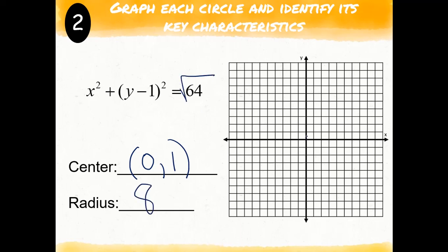So I'm going to graph the dot, (0, 1). Oop, careful, Marsh. Graph it right. And then I've got to count 8. Oh, 1, 2.